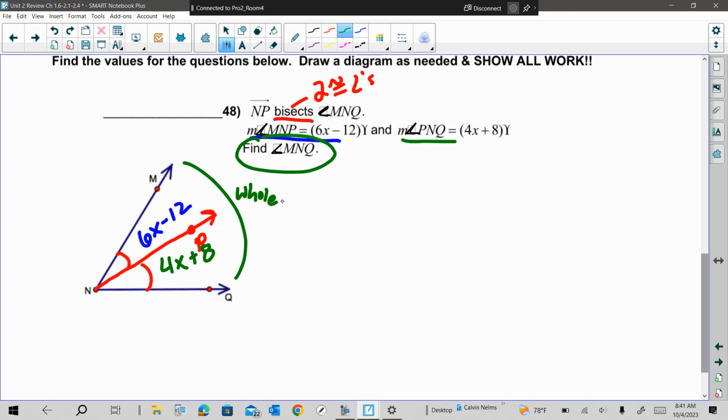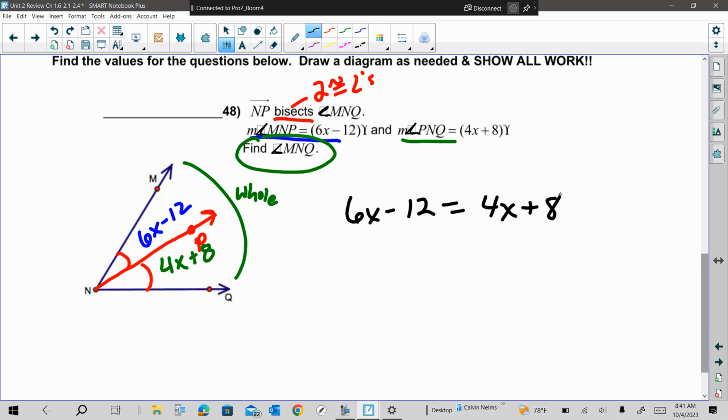Does anyone know what the equation would be for here? Yeah, good. 6x minus 12 equals 4x plus 8. There we go. Solve for the x, and plug it back in. Then all you need to do is double it to get the whole angle, because each part is going to be the same. So it doesn't matter which one you plug it back in. Okay.